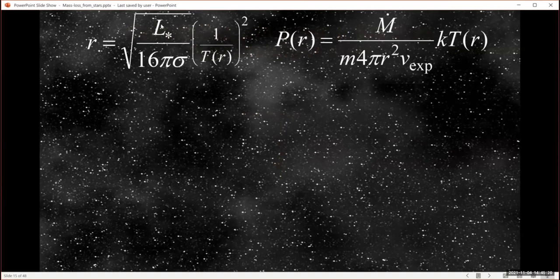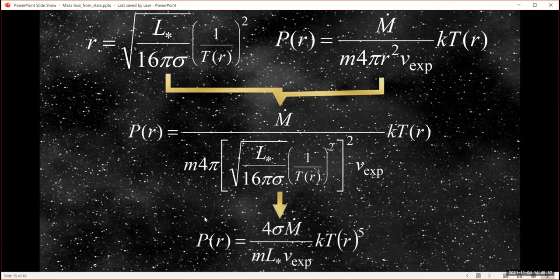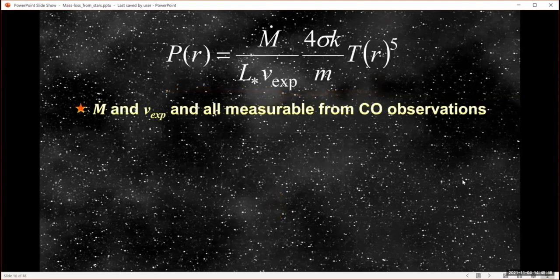So now we can put these together. Basically, I'm going to substitute in for my r, my distance from the center of the star, with this quantity here. And when I multiply everything out, I end up with an equation that looks like this. So I've got the pressure in terms of temperature, and all the other things are either constants or measurable. If we look at this, here's pressure, goes as temperature to the 5.